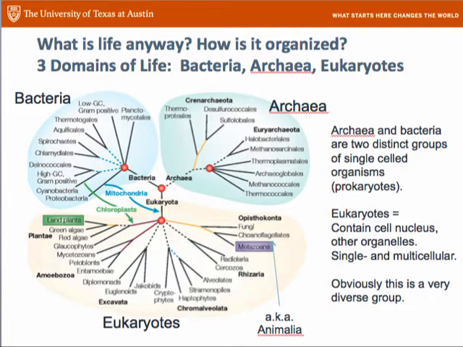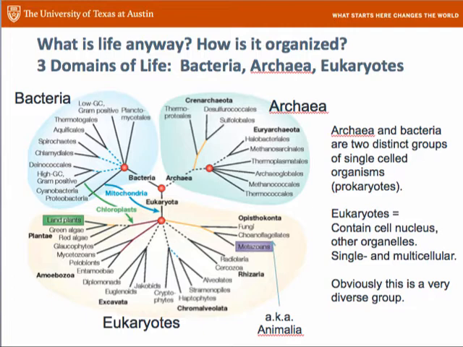Let's go back and look a little bit about what life is so we can start to differentiate between living things and non-living things. So there's 3 domains of life. There are the bacteria, the archaea, and the eukaryotes. Most of what you commonly think about are in the eukaryote family, the multicelled organisms with cells that have a nucleus.